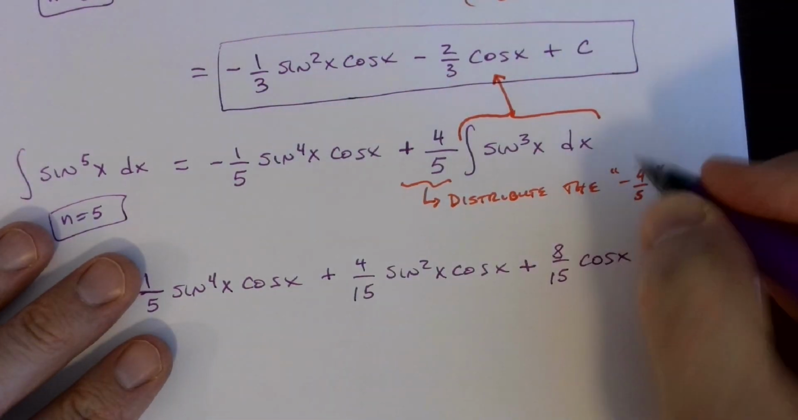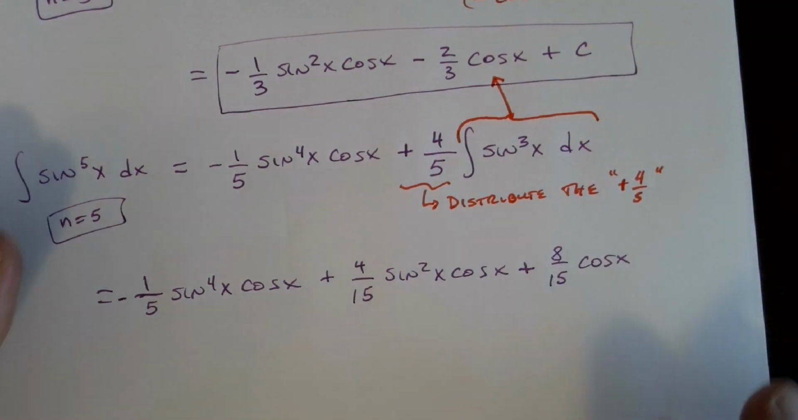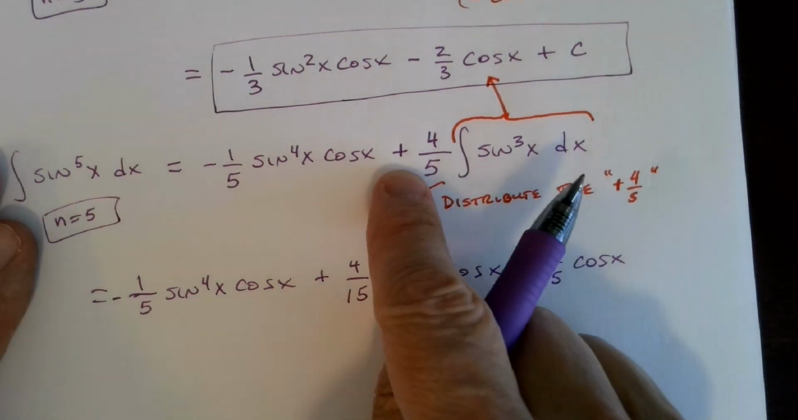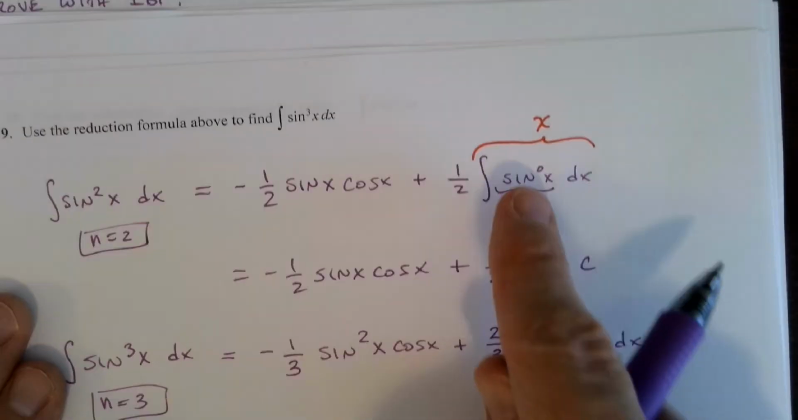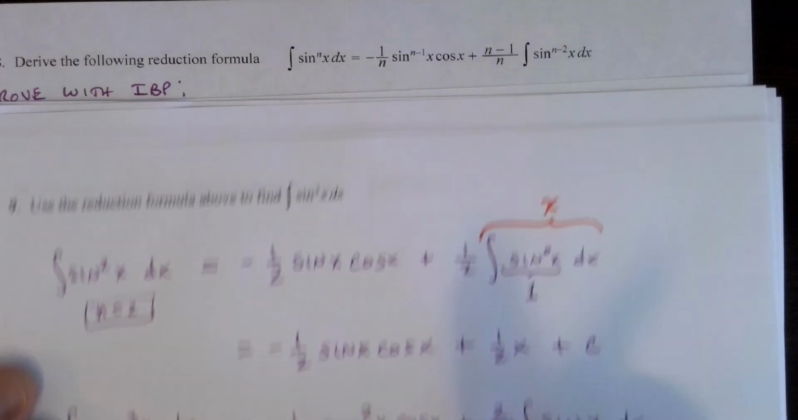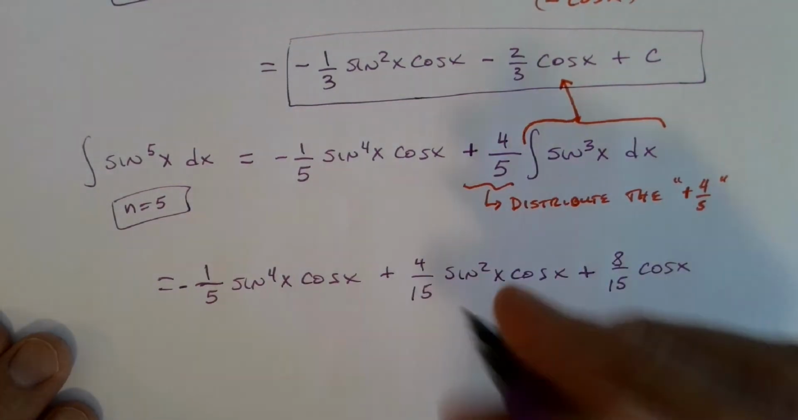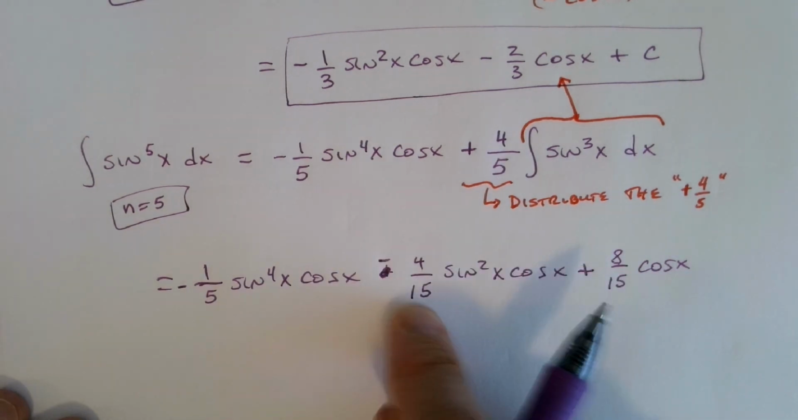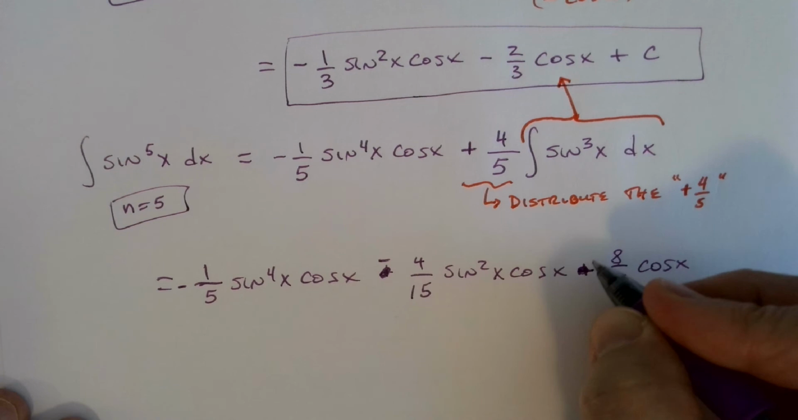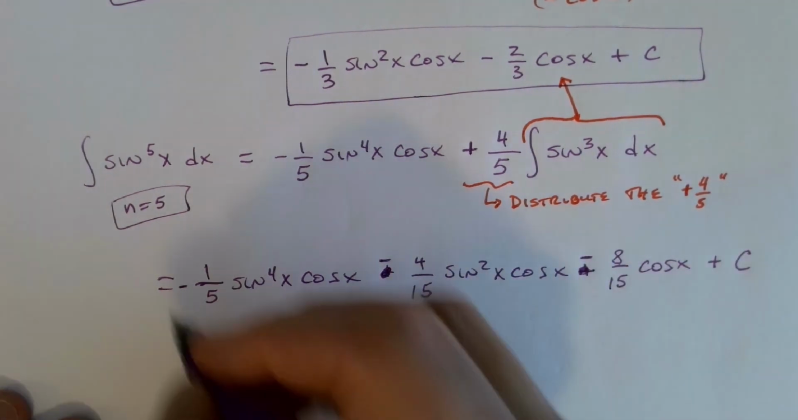Sorry. So distribute the positive sign through. I had it written out here, and I'm just going along, not even thinking. Sorry, that should be a plus there. And in the original formula, it was plus. I apologize. Okay, so I'm distributing the positive 4/5, which is going to make this then -4/15 and minus 8/15 plus C.